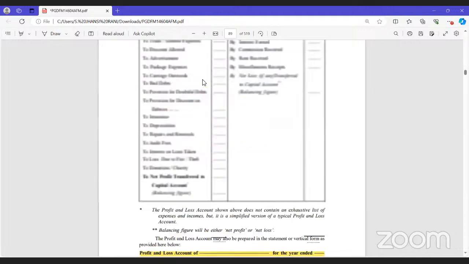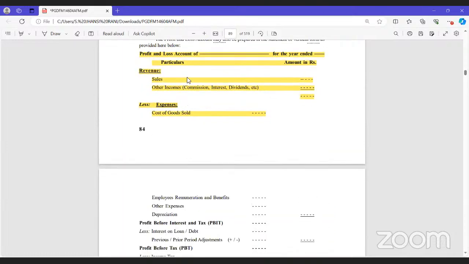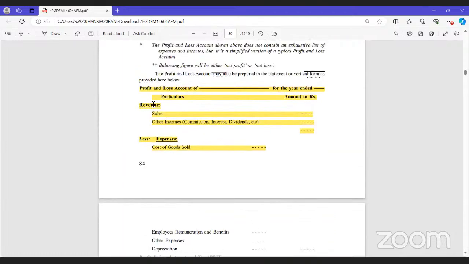So here, unless here it was different, but here it is different. You can just look at here. Here we write revenue, means what are the sources of income. Sales, which belongs to the trading account. Other income, this comes from the profit and loss account. We add this, this is total income.